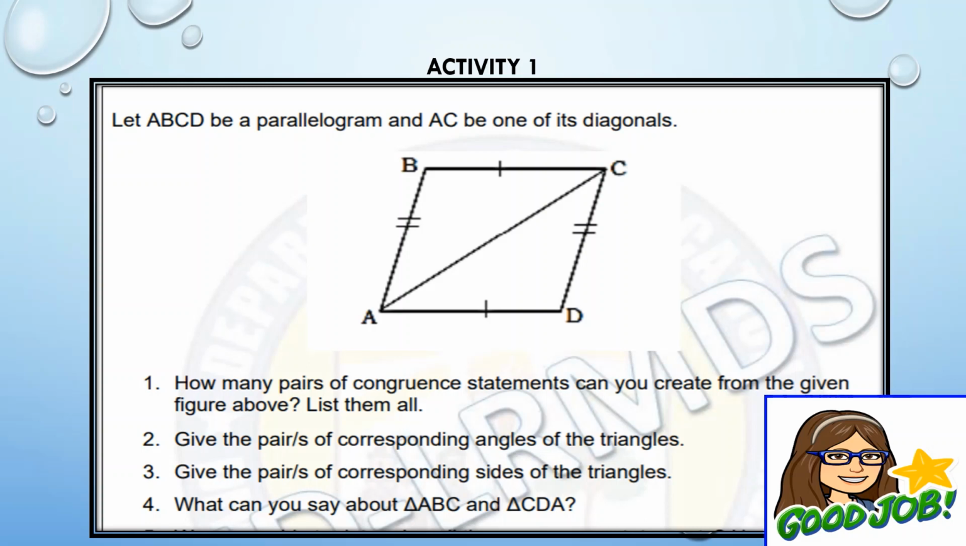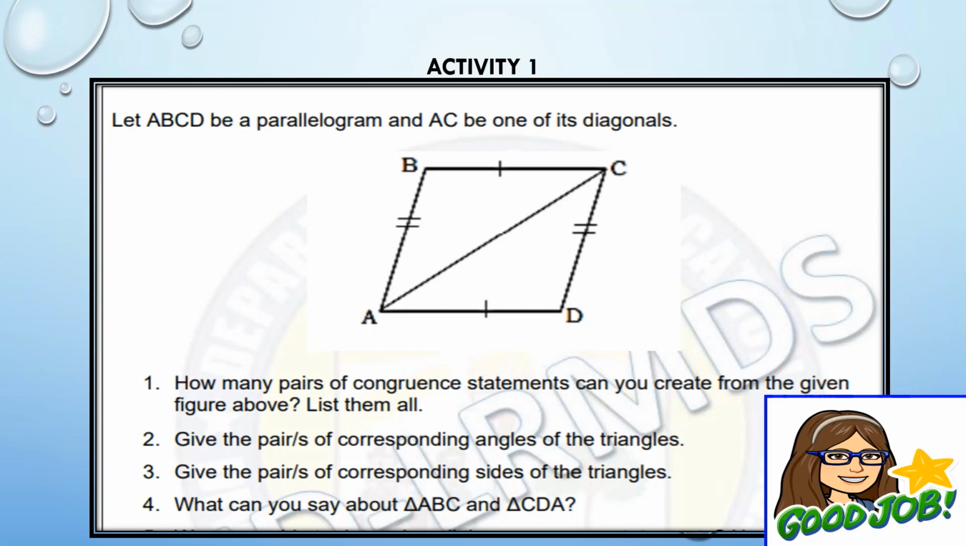3. Give the pairs of corresponding sides of the triangles. We have segment BC is congruent to segment DA. Segment BA is congruent to segment DC. And segment AC is congruent to segment CA.